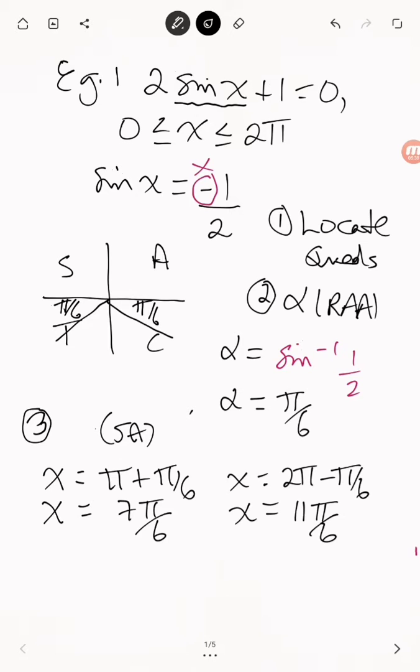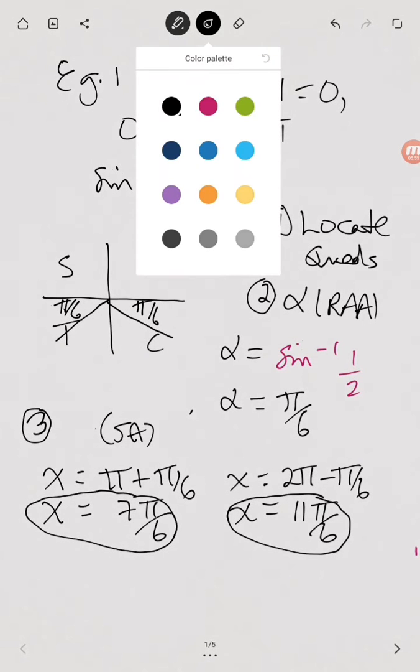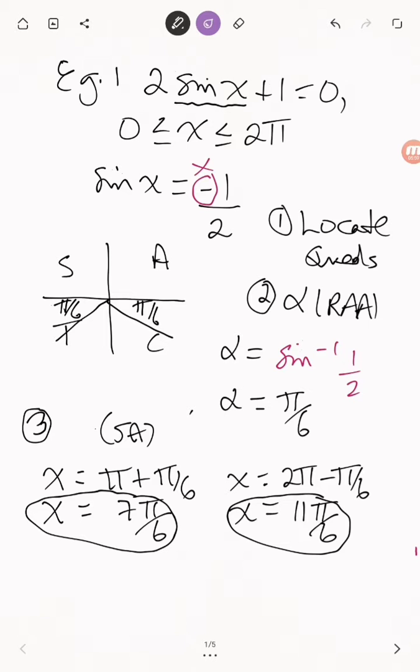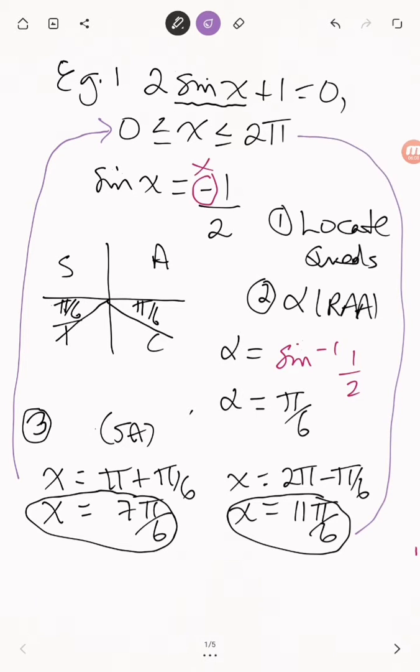Here we go. So these are our final answers. X equals 7 pi over 6. X equals 11 pi over 6. And there's just one more thing that we should do. We should make sure that these final answers here are actually in the domain that we've been given, 0 to 2 pi.